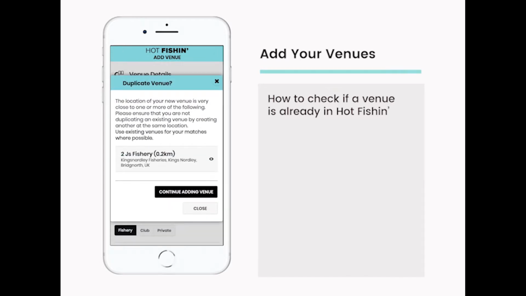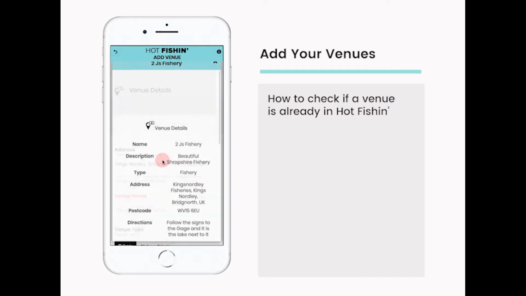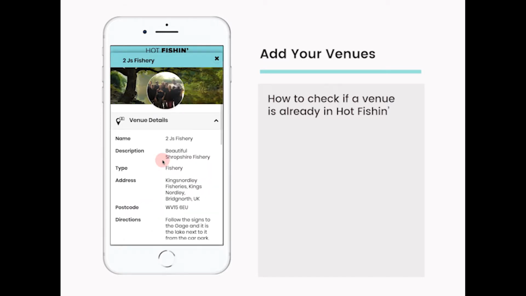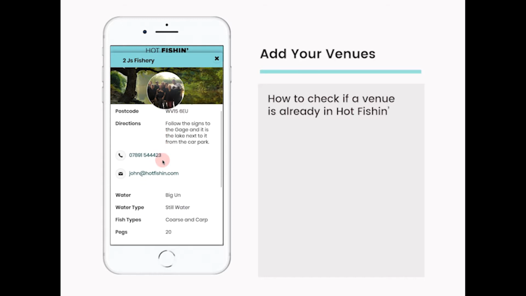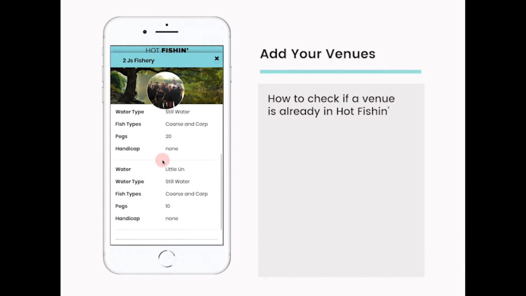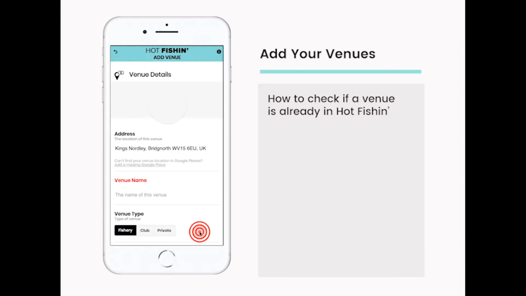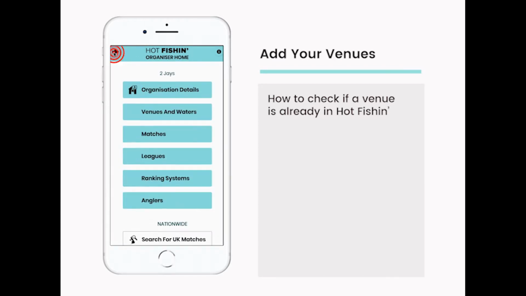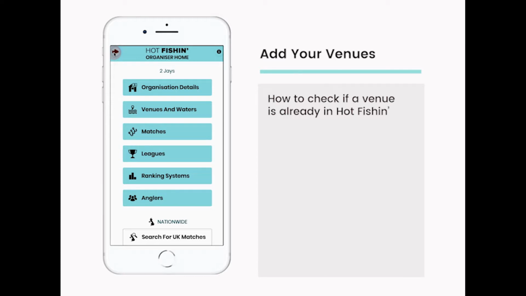You see an alert box appears telling me there is already a venue in the system very close to that same address, and asks me, is it the same one? For this example, let's say it is. So I click in the venue and I can double check the details. If it is correct, I can click close and go back to the home page and start adding the new match, which I'll show you how to do in the next video.